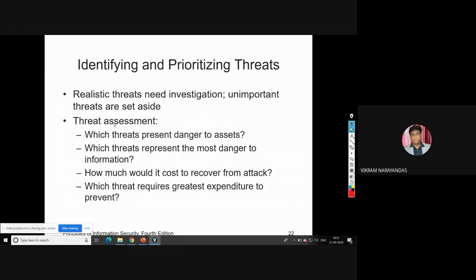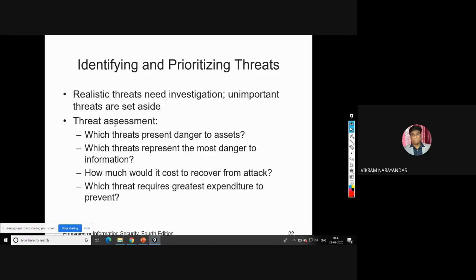Unimportant threats are set aside, you can say. So threat assessment generally asks which threats present danger to assets. You want to understand that. The most dangerous threats for your organization, you want to identify. You want to do an assessment. You need some controls to find out what presents danger or threats to your assets.